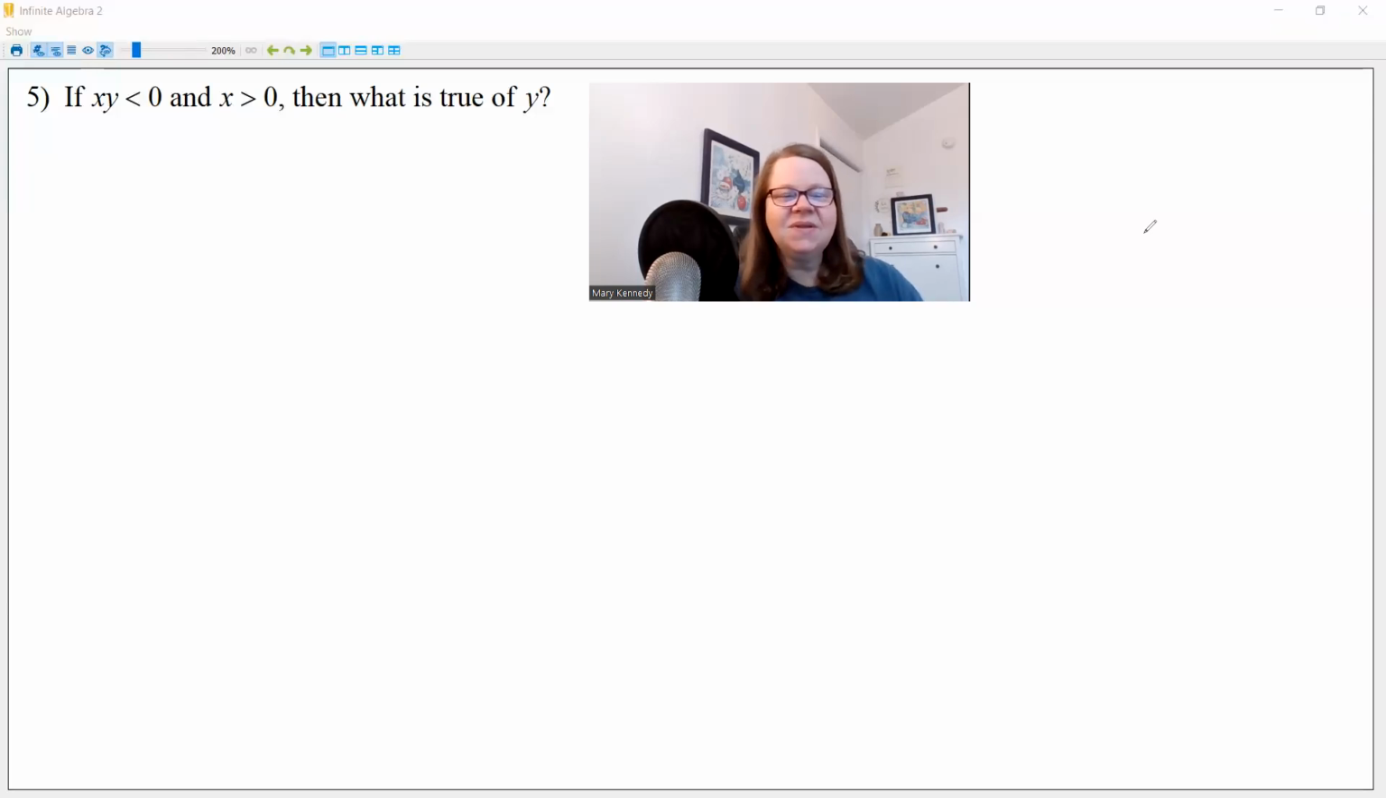All right, guys. So this is a question that you might see on an SAT or ACT. It's a really good reasoning kind of question. So let's take a look. If xy is less than 0 and x is greater than 0, then what is true of y?